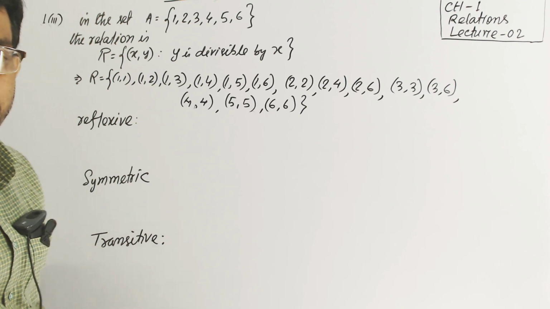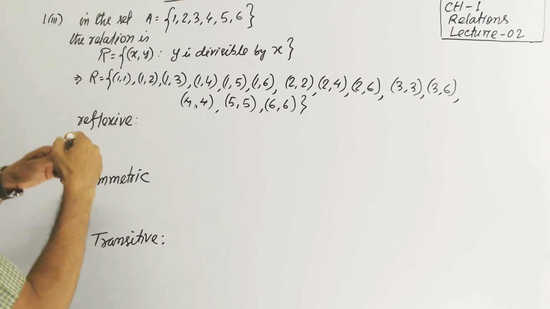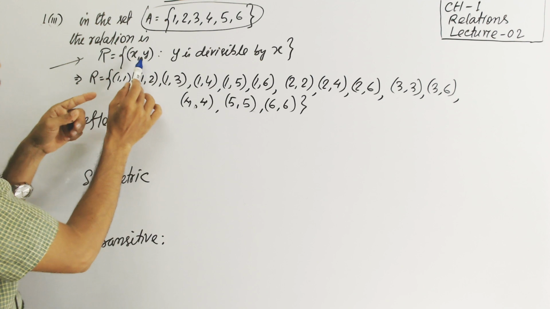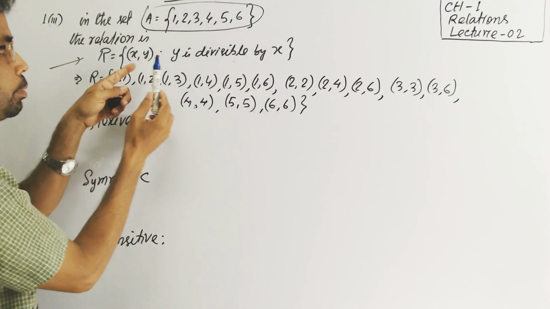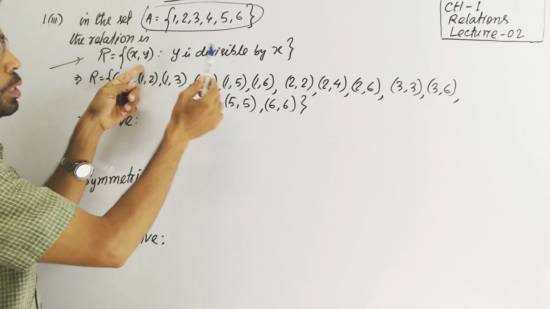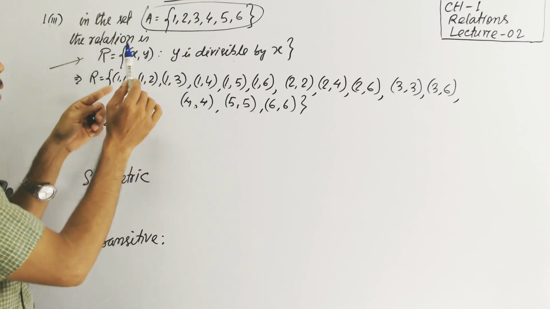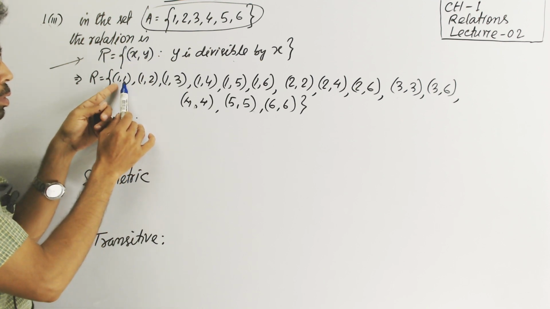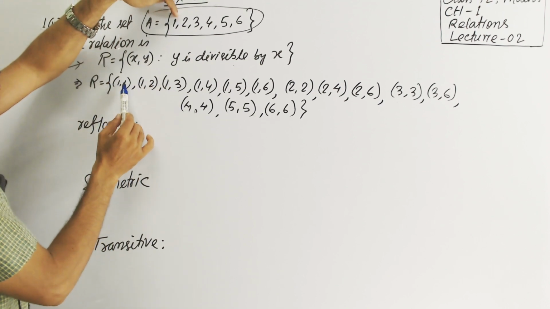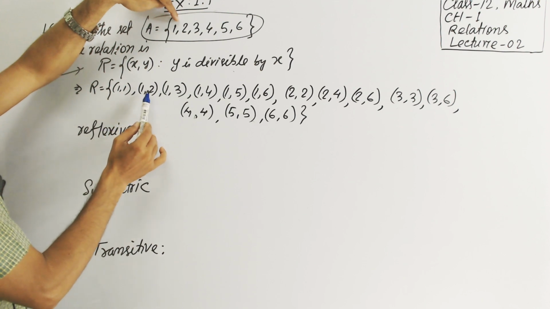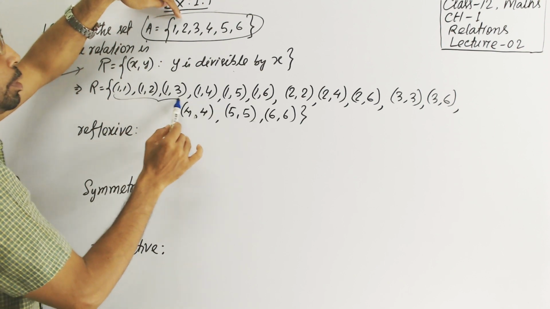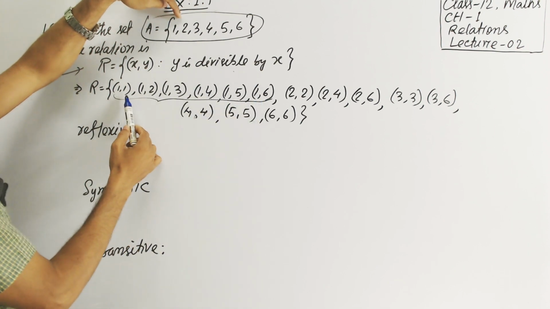The next question is 13. In this set A, 1 to 6, the relation is made by all the pairs in which y is divisible by x. That means the second element must be divisible by the first element. So we can write the relation and then we can explain. I have written the relation here, in which every second element is divisible by the first element in every pair. So if I start with 1, I can write (1, 1) because 1 is divisible by 1. Then (1, 2) also possible because 2 is divisible by 1, 3 also divisible by 1, 4 also. So I have written all the pairs in which the second element is divisible by the first element, starting with 1.